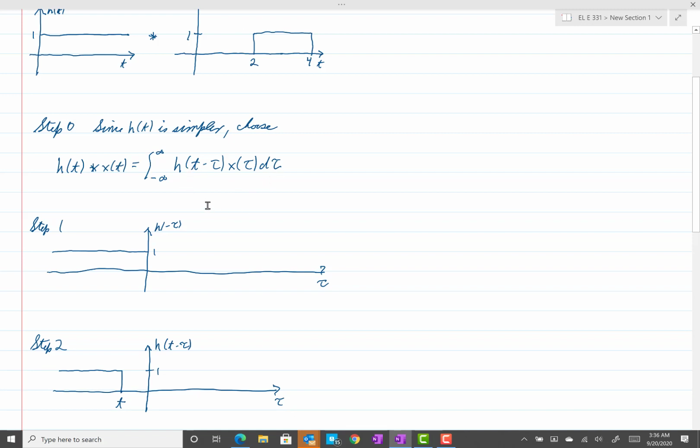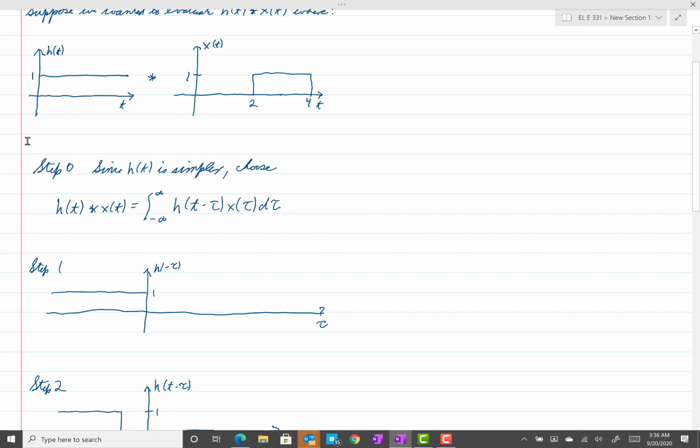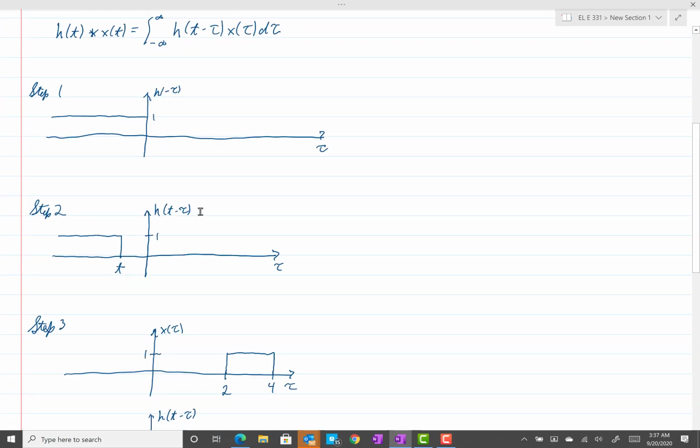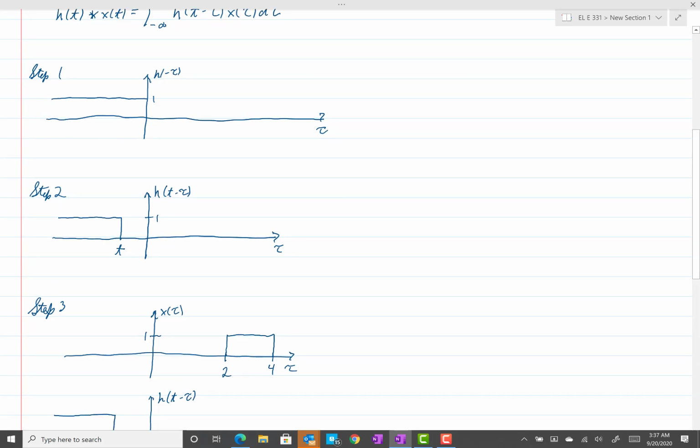And so the first thing is to plot this function, but without the t. So we'll have h of negative tau, and so you can see up here if this is h of t, then of course h of tau would be the same thing but with a tau here. So h of negative tau is just that flipped. And then when we shift this by t, where t is initially a negative number, then h of t minus tau looks like this. And now in step 3, we draw both graphs.